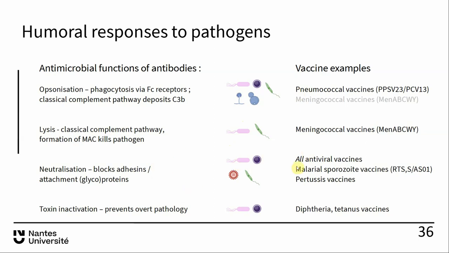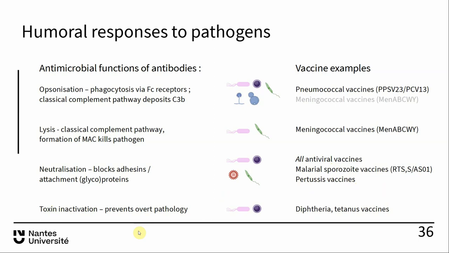Neutralization, blocking adhesins, basically all antiviral vaccines work by this mechanism. It's also the mechanism that functions in the recently licensed anti-malarial vaccine based on the circumsporozoite protein. So it's binding to the CSP, which is going to prevent the infection of hepatocytes by the sporozoites that are injected. And also it's a mechanism for some antibacterial vaccines. And finally, diphtheria and tetanus vaccines work by inactivating the bacterial exotoxins.